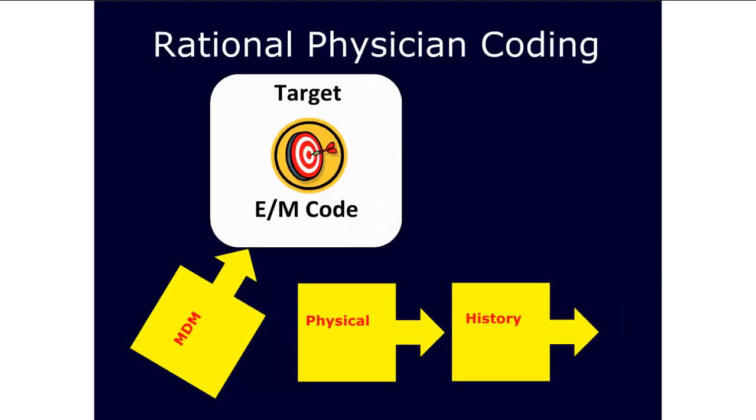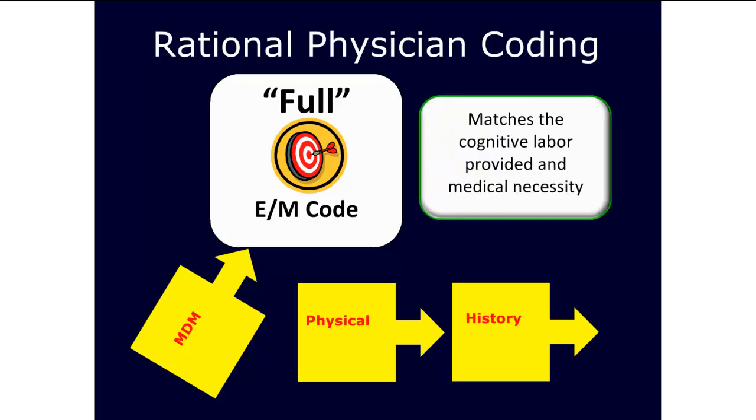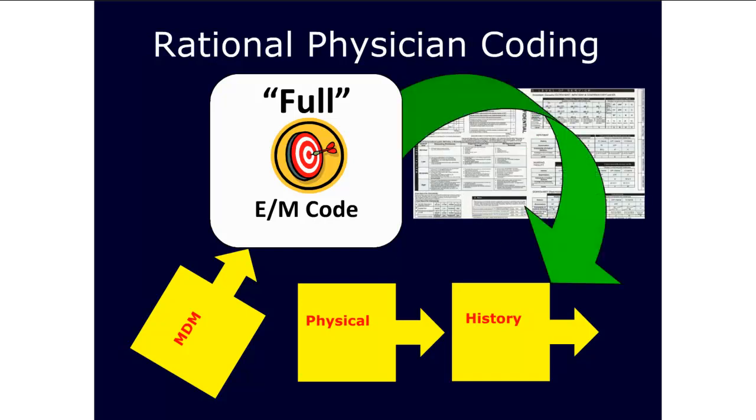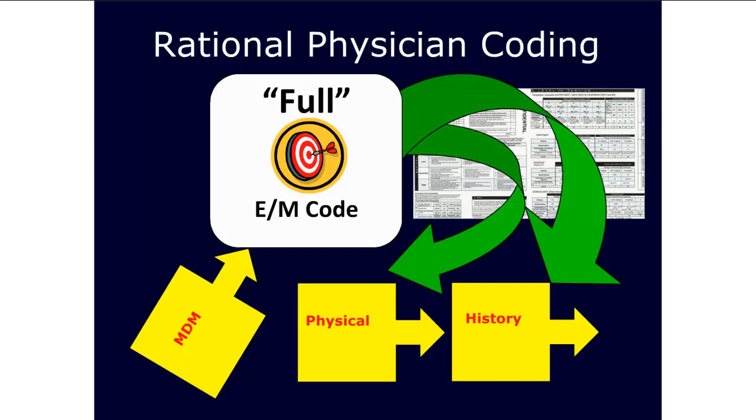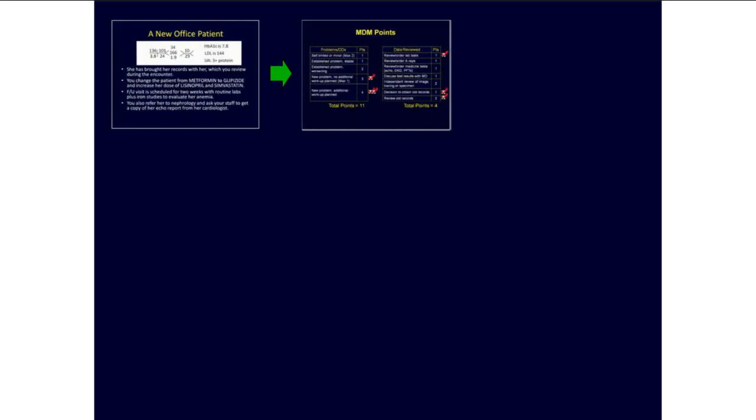We'll show you how to select a target code for each encounter which represents the full code or correct level of care that matches both the cognitive labor being provided and the intrinsic medical necessity of the encounter. Once the target code has been identified, you can perform and document the key components not at random, but in a purpose-driven manner to make sure the documentation is congruent with the level of care selected. Then, using real-life clinical examples, we'll show you exactly how to quantify your cognitive labor and identify the target code.